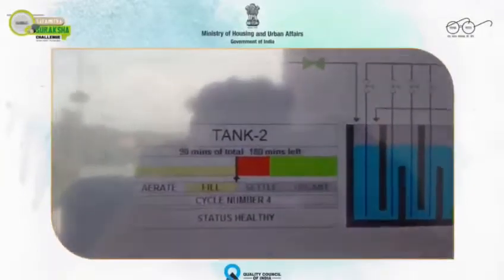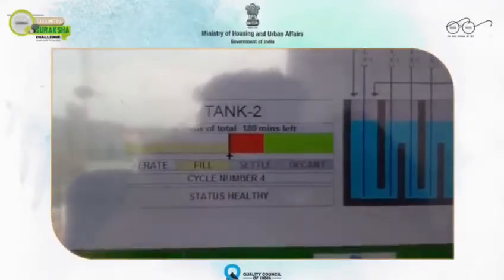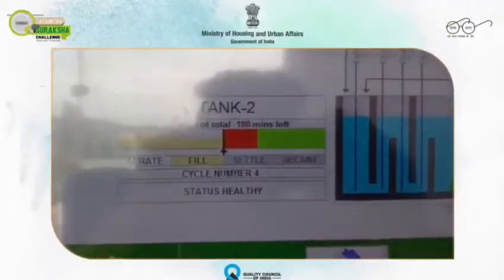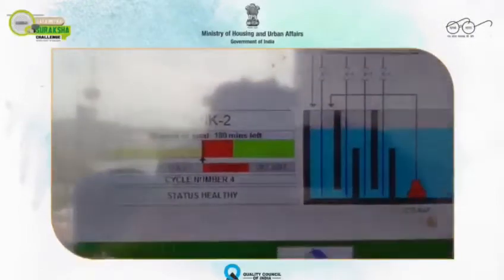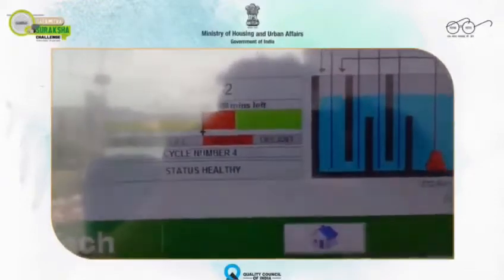We can see here that the fill and aeration have been completed. Now it has come to settle, and then it will go for decantation. The total cycle is 3 hours: the first 1.5 hours is fill and aeration, the next half hour is settle, and the next 1 hour is decantation.